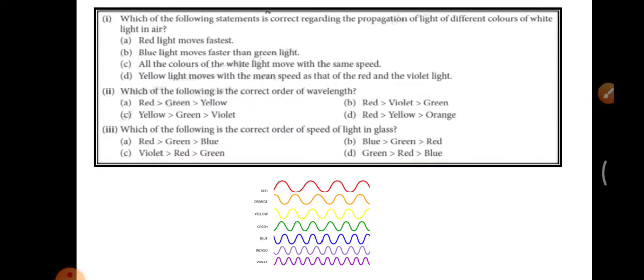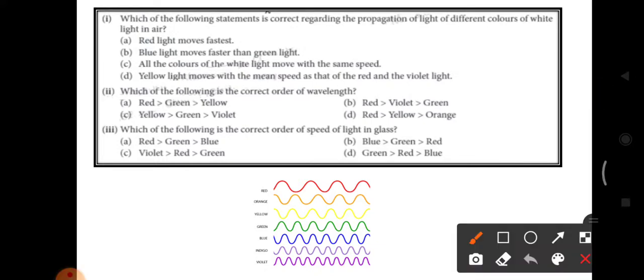Listen to the question. Which of the following statements is correct regarding the propagation of light of different colors of white light in air? Red light moves fast. Blue light moves faster than green light. All the colors of white light move with the same speed. Yellow light moves with the mean speed of the red and the violet.